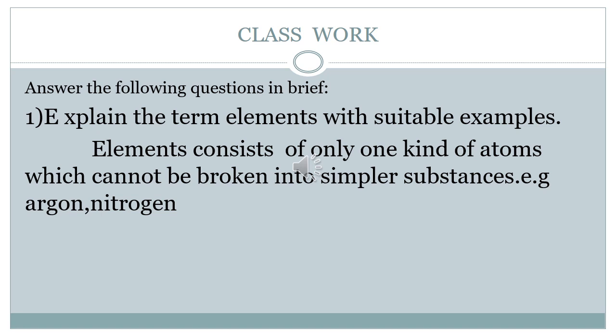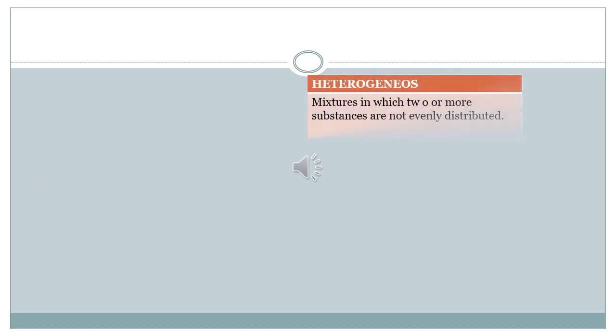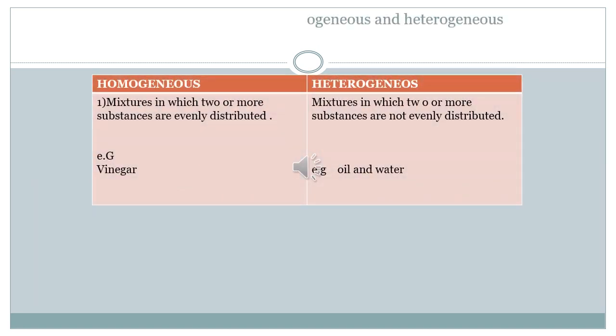Now you write: explain the term elements with suitable examples. Write fast, write neatly. Elements consist of only one kind of atoms which cannot be broken into simpler substances. For example, argon, nitrogen. Okay, write fast. Then we will see the next question.